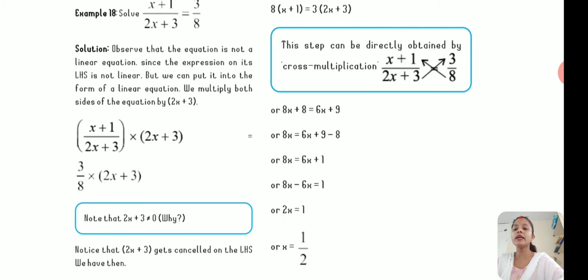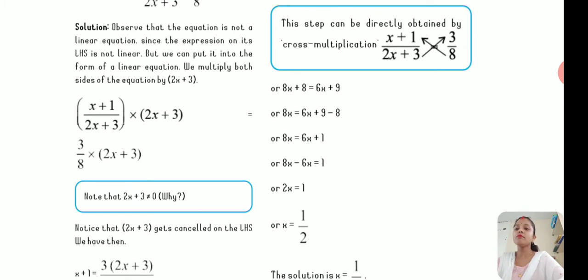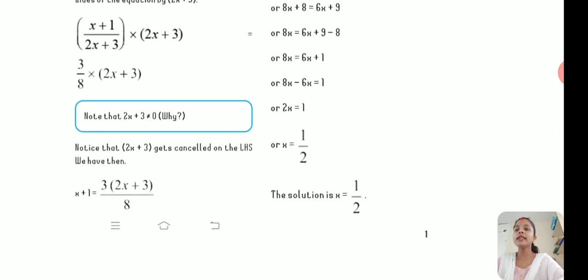On both sides we can multiply the denominators, whatever the denominators are. Now here you can see 2x + 3. Here I am multiplying the left hand side by 2x + 3 as well as the right hand side. Note that 2x + 3 is not equal to 0. Why is it not equal to 0? You have to write in your copy why it should not be equal to 0. Notice that 2x + 3 gets cancelled on the left hand side, since it is cancelled out from the denominator.